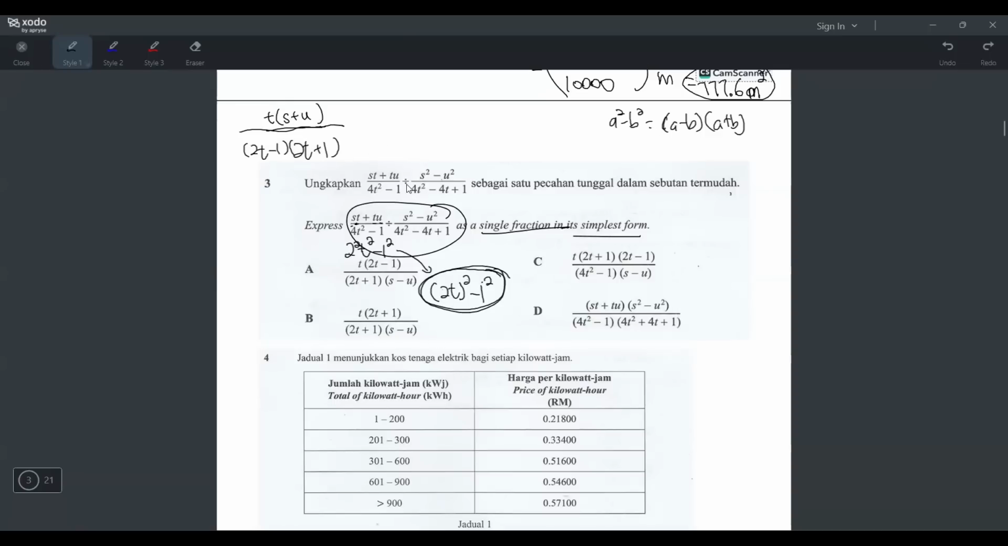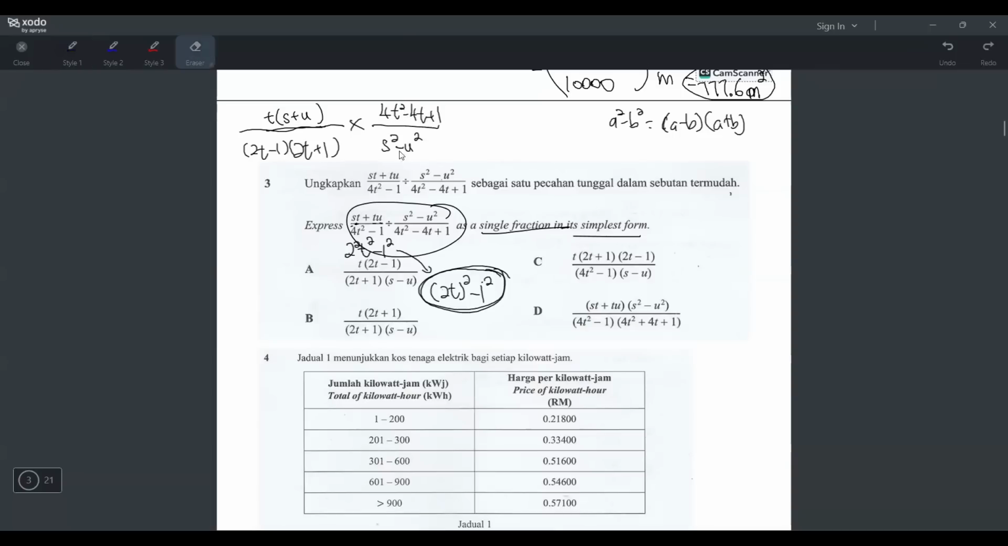Okay, this one is divide. So divide sebenarnya boleh tukar jadi darab tau. But when you tukar jadi darab, this whole thing terbalik. Yeah, this whole thing flip upside down. So the S square minus U square now duduk bawah dah. And then yang atas jadi ini 4t square minus 4t plus 1.